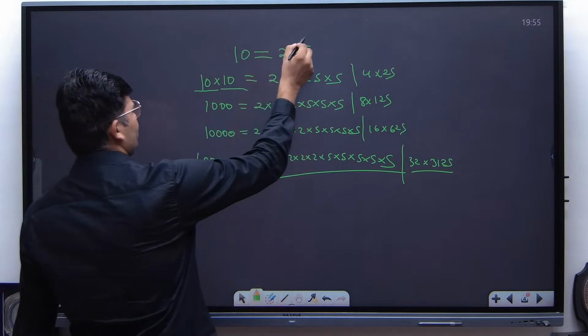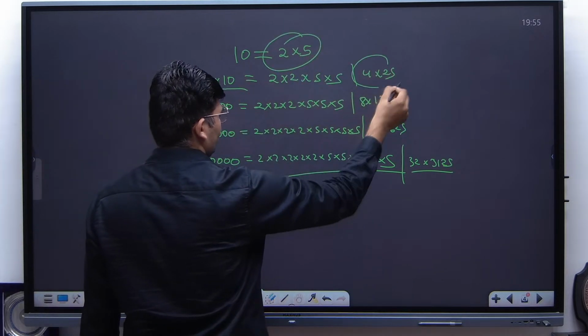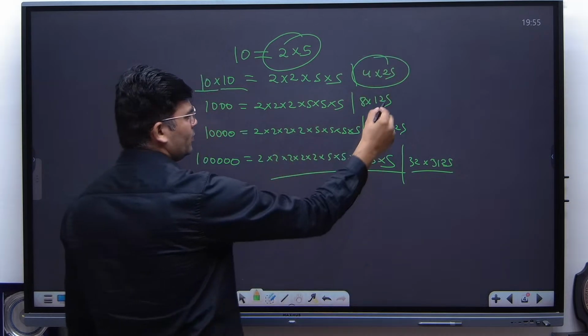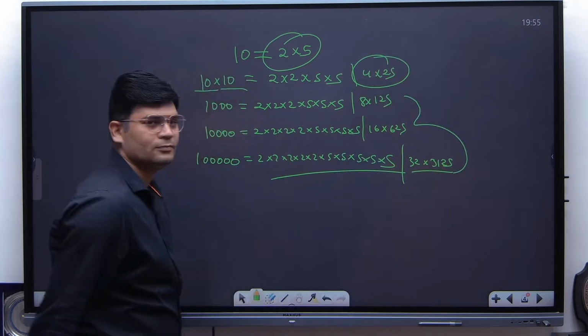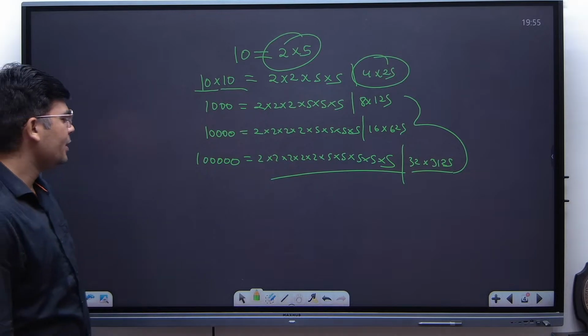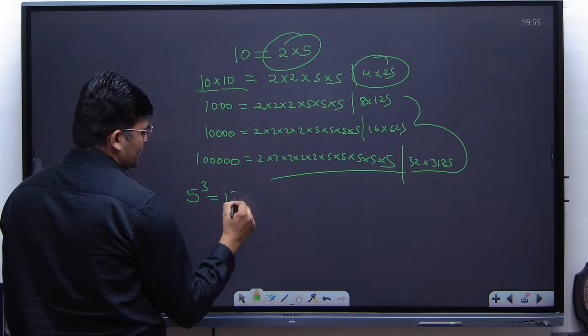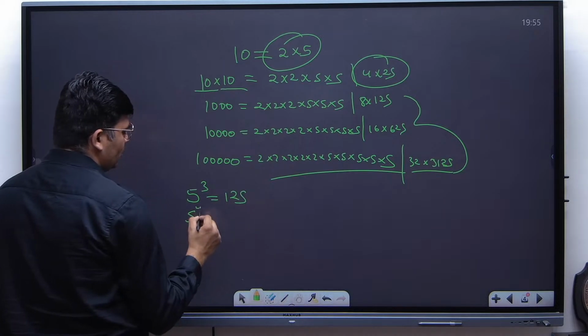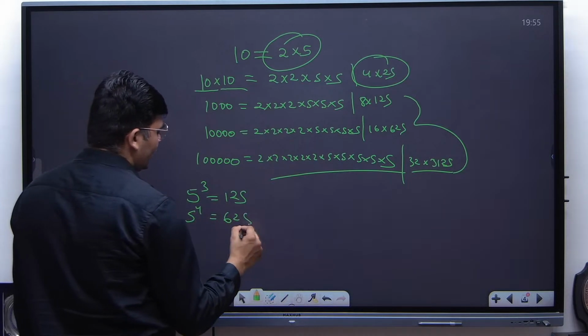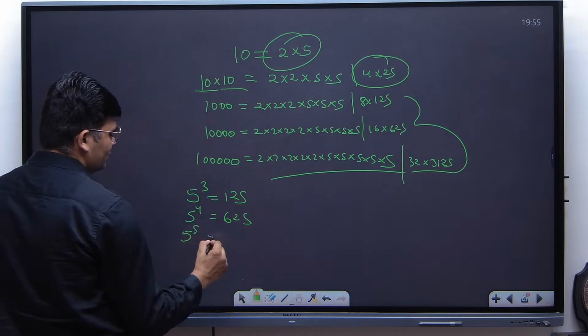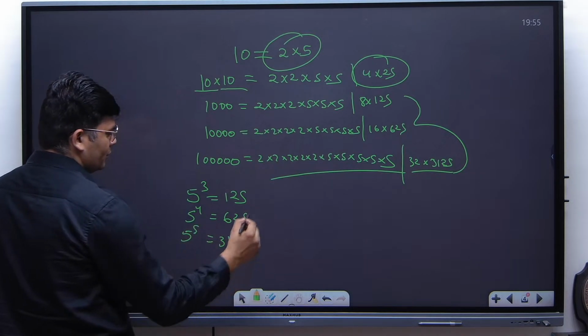See, this table you might be knowing already. This also you can easily know. So you need to remember only these three tables. And how you can remember it? If you know the exponents, dear, please know that 5 to the power 3 is 125, 5 to the power 4 is 625, and 5 to the power 5 is 3125. This you need to remember.